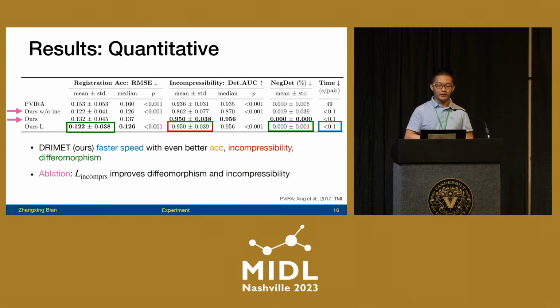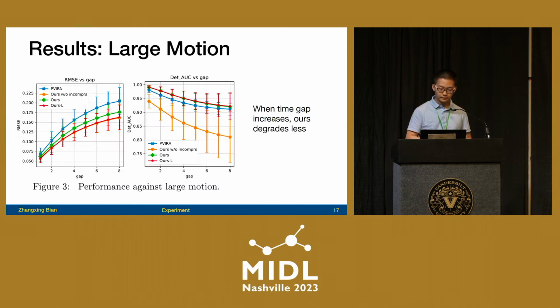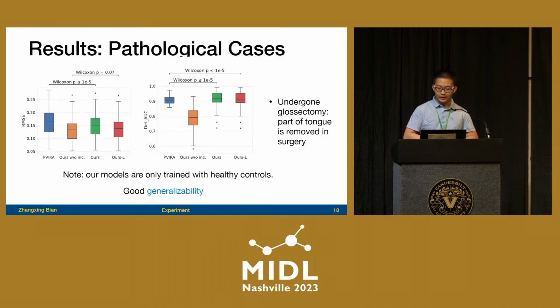The ablation on the incompressibility loss also shows its efficiency. We also explore the performance when we increase the time gap between the two registered frames, and we see all the methods' performance degrades, but ours degrades less. We also evaluate on those two pathological cases, and note that our model is only trained with healthy controls. So we can achieve relatively good generalizability to those pathological cases, even though in training we have never seen them.